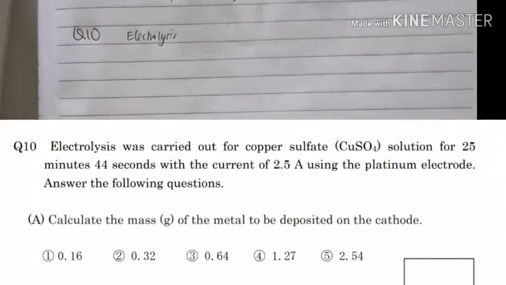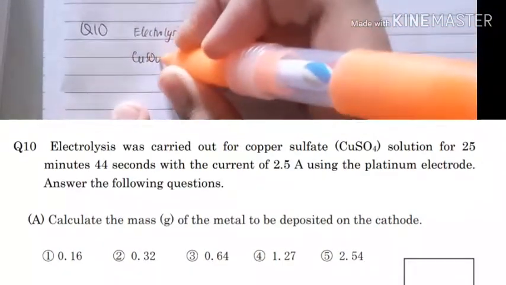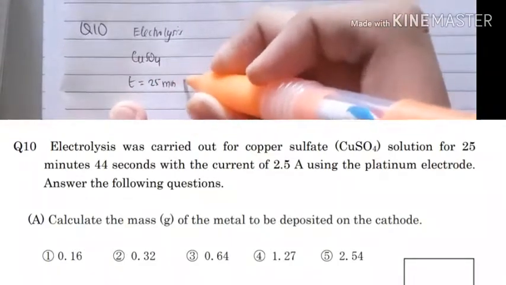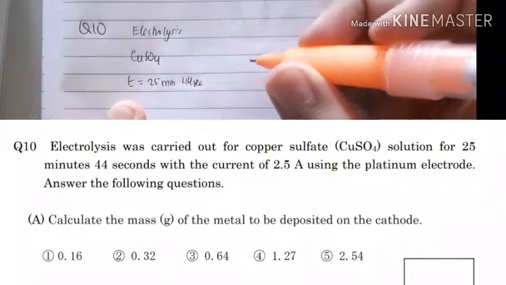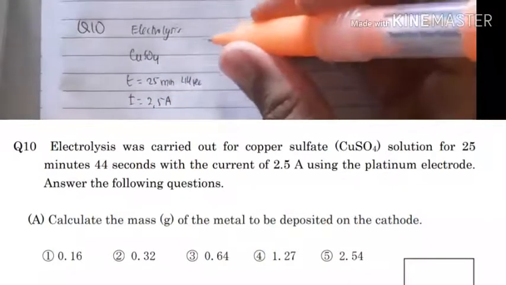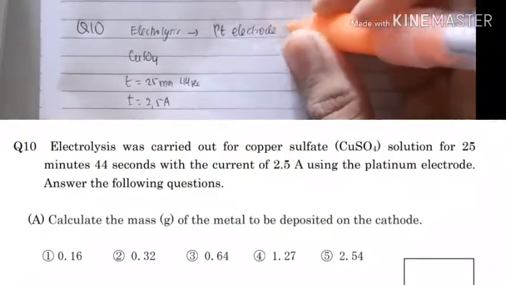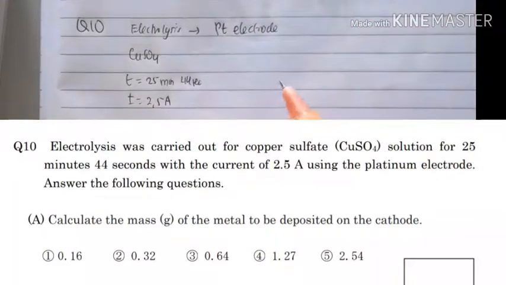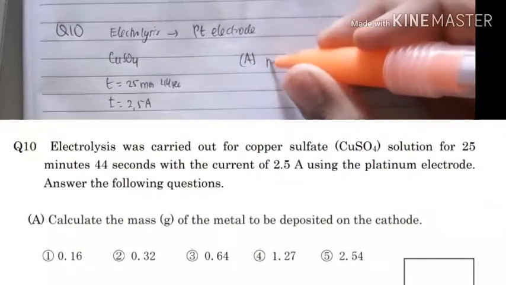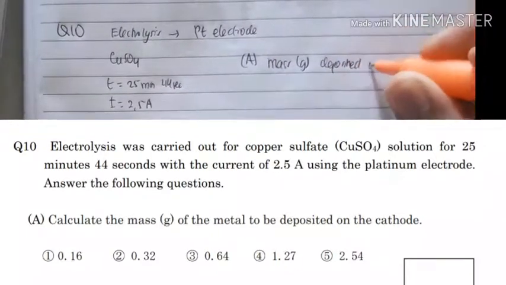Now, Q10 is about electrolysis of copper sulfate in solution for 25 minutes and 44 seconds, with a current of 2.5 ampere, using a platinum electrode. So let's just make that Pt, platinum. And then we need to answer the following question. They ask, what is the mass in grams that is deposited on the cathode?